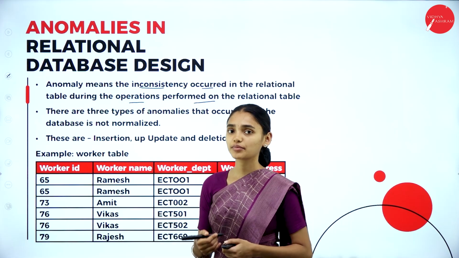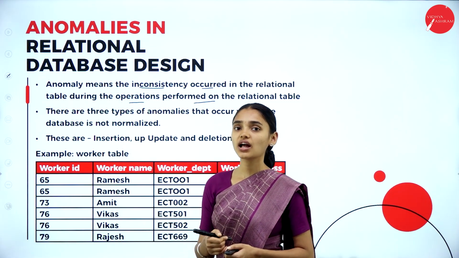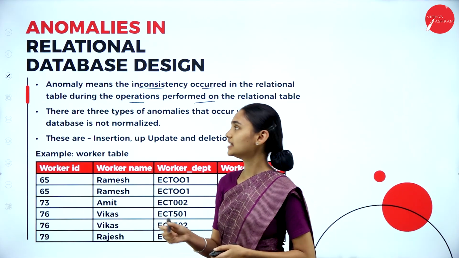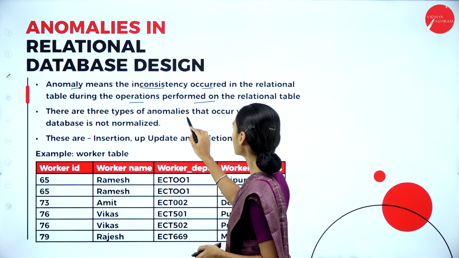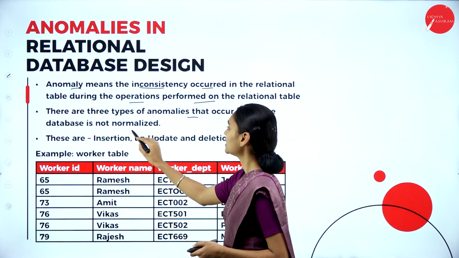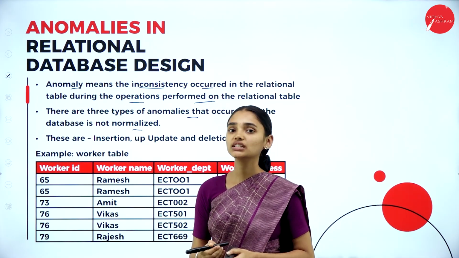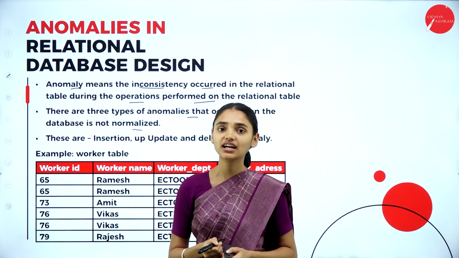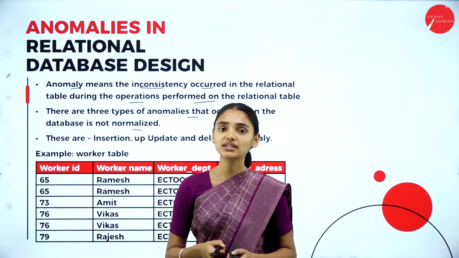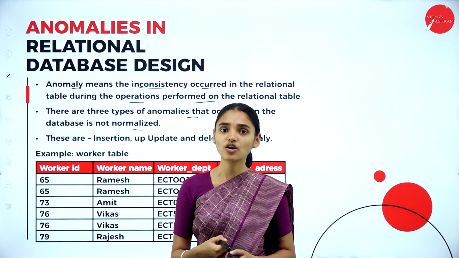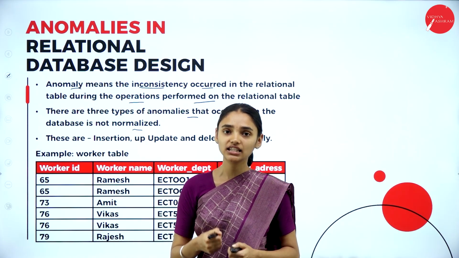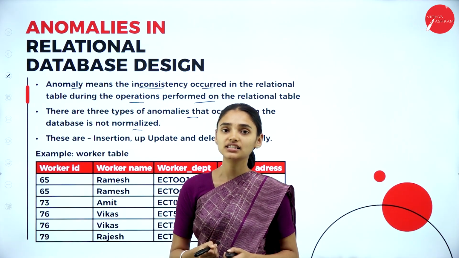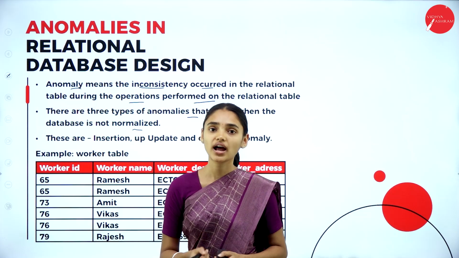While performing some basic operation, it leads to an inconsistency and redundancy. That is called anomaly. There are three types of anomalies that occur when the data is not normalized. Normalized means there is no redundancy or inconsistency in the relational table. Suppose if there is any inconsistency and redundancy, that leads to anomaly.